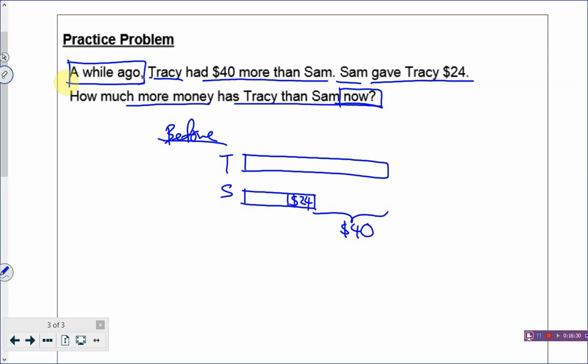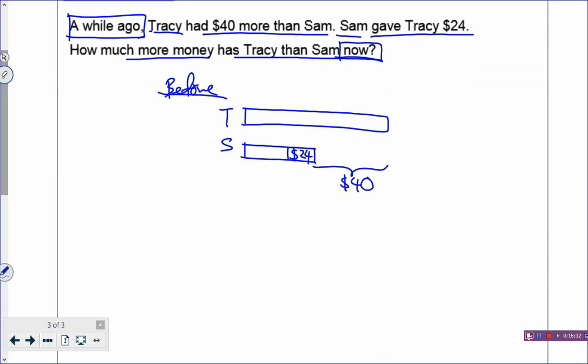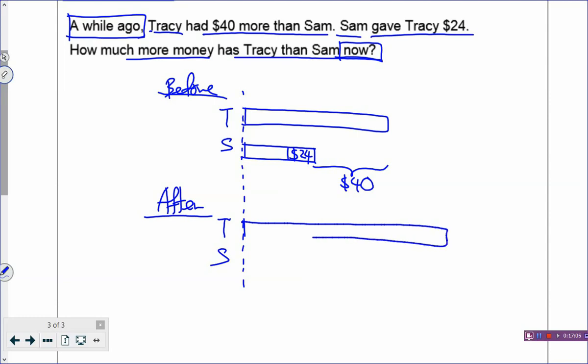Then what happened? How do you draw the after? So we are done with the first two sentences already. So how do you draw the after? Now, in the after model, you have Tracy, you have Sam. So remember, you need to start your drawing at the same dotted line. Of course, I don't need to draw the dotted line all the time, but it's to let you see where to start drawing. So Tracy now has more money, right? Because she received $24 from Sam. So I should be drawing a longer rectangle than before. So you have a longer rectangle, okay? And that will be $24 more.